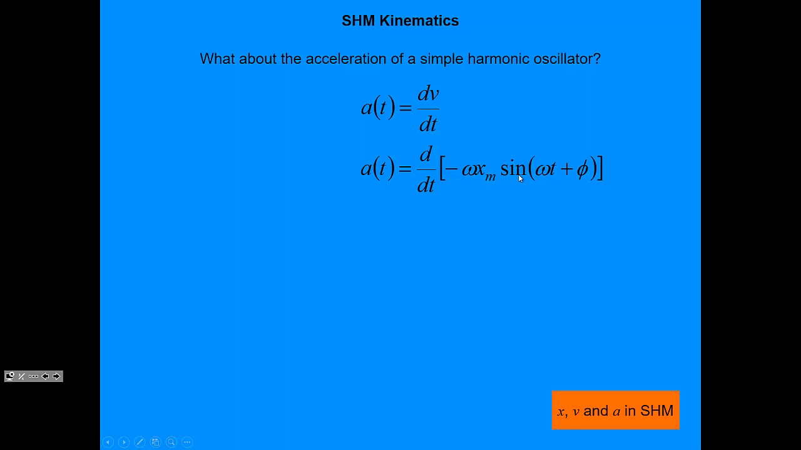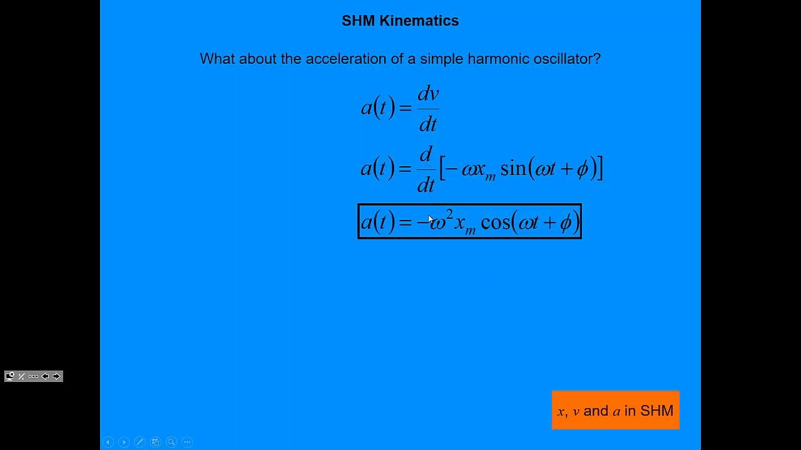The derivative of a sine is a cosine. Now be careful. Derivative of cosine is negative sine. Derivative of sine is just a cosine. Okay, so that negative is going to stay there. So we get negative omega squared x of m cosine of omega t plus phi.